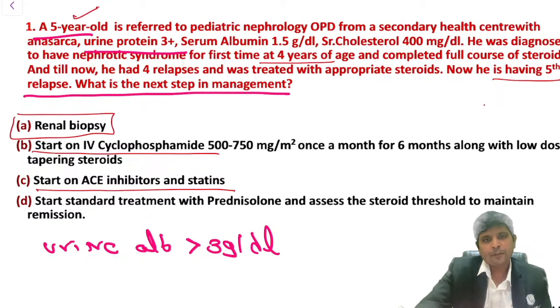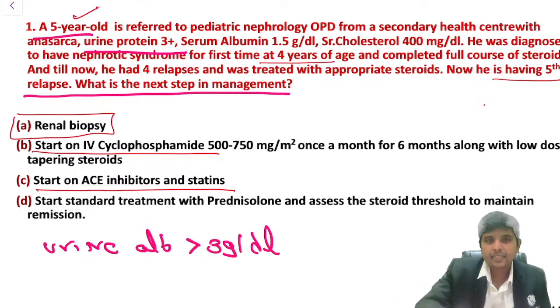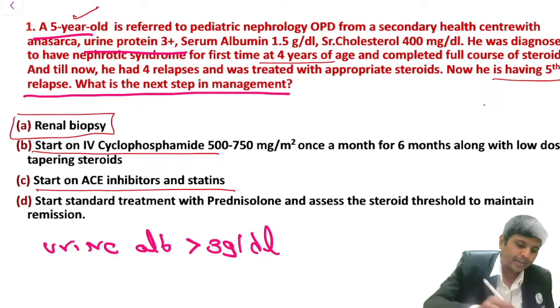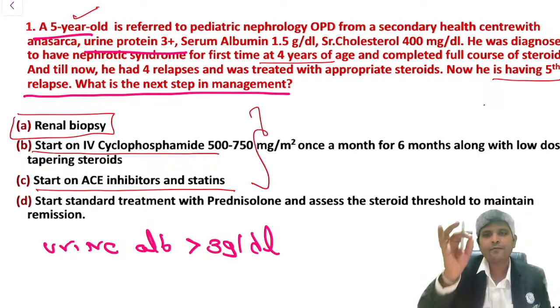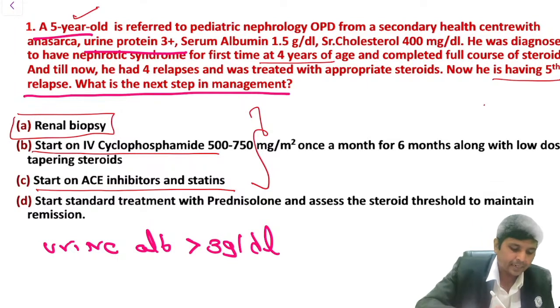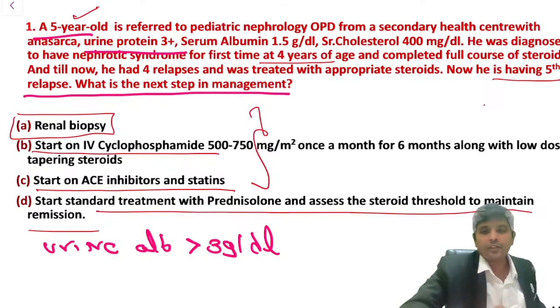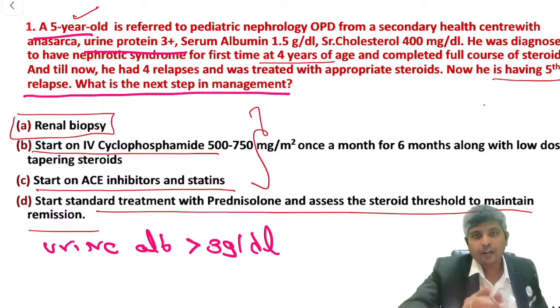You all know that all cases of nephrotic syndrome will have very high levels of cholesterol, as a result of which in steroid resistant nephrotic syndrome we will add statins, and to reduce the proteinuria we will add ACE inhibitors. And again, all these first choices are meant for steroid resistant nephrotic syndrome. So what is the answer? The answer is start standard treatment with prednisolone, assess the response to treatment, and assess the steroid threshold to maintain the remission. So this is all about treatment of nephrotic syndrome.